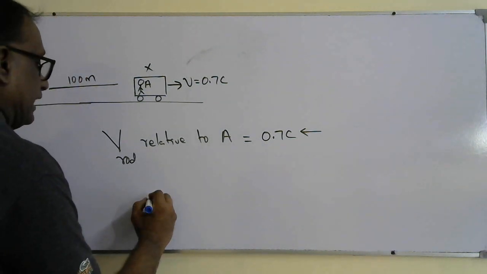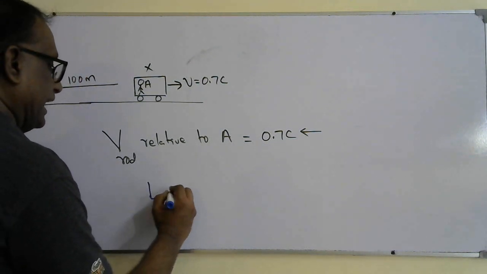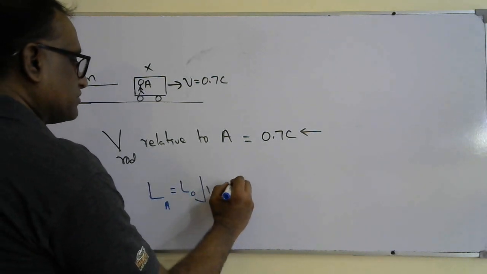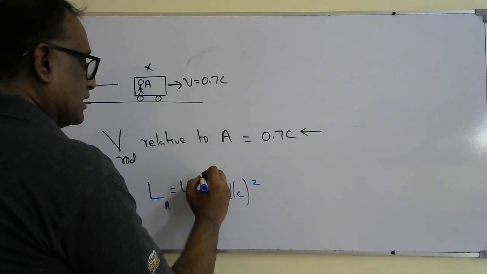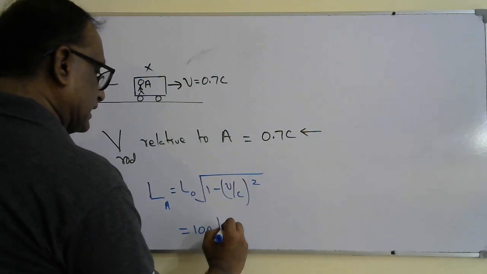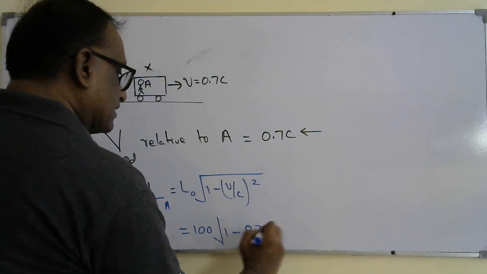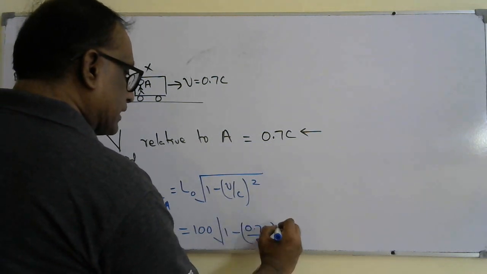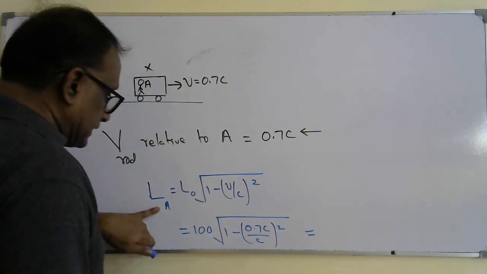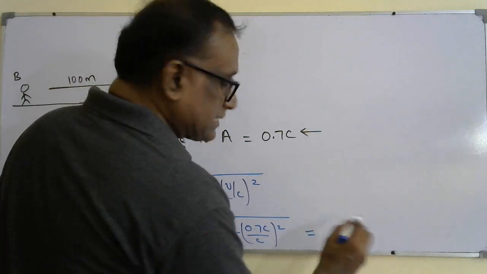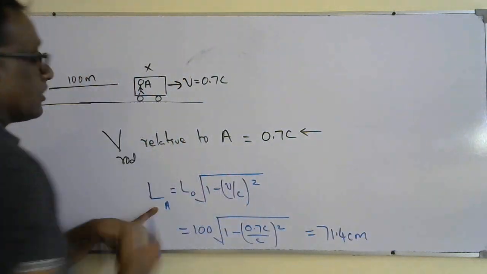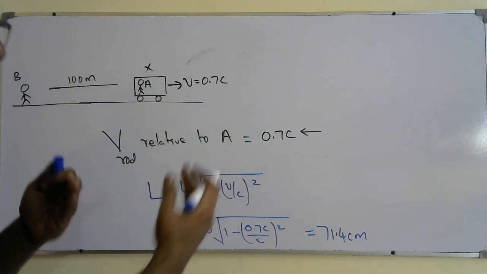Now the length measured by A is equal to L naught times the square root of 1 minus (V over C) all squared. So when A measures the length, he will measure it the same as earlier, with 0.7 C over C all squared. A measures it as the same as earlier, 71.4 centimeters. So he will say the length of the rod has contracted, it has become smaller.